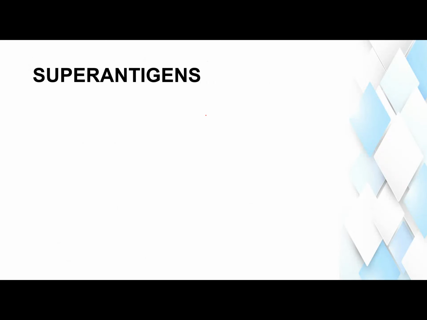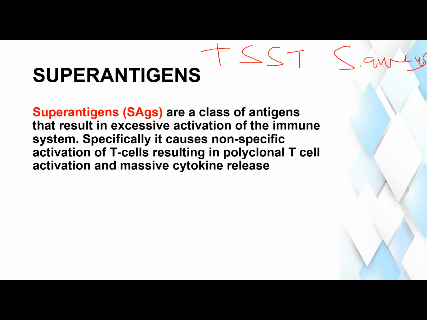Then we have your superantigens. So you're already familiar with this. If you still remember in your bacteriology, an example of a superantigen is your TSST, your toxic shock syndrome toxin produced by your S. aureus. So later we'll explain this.